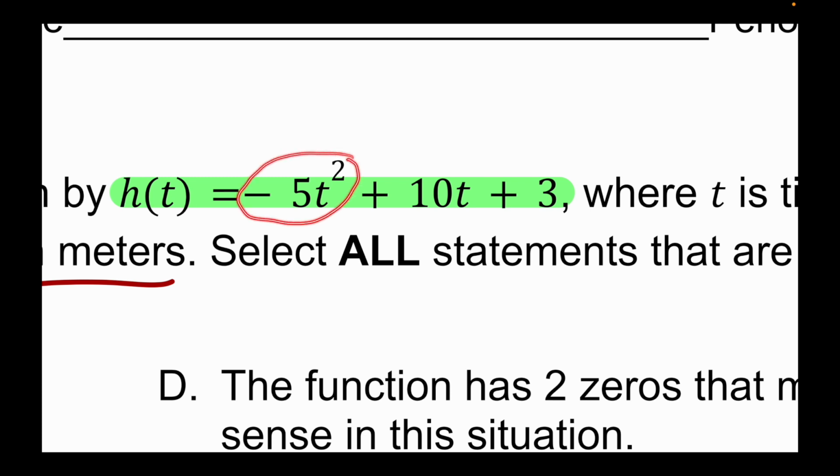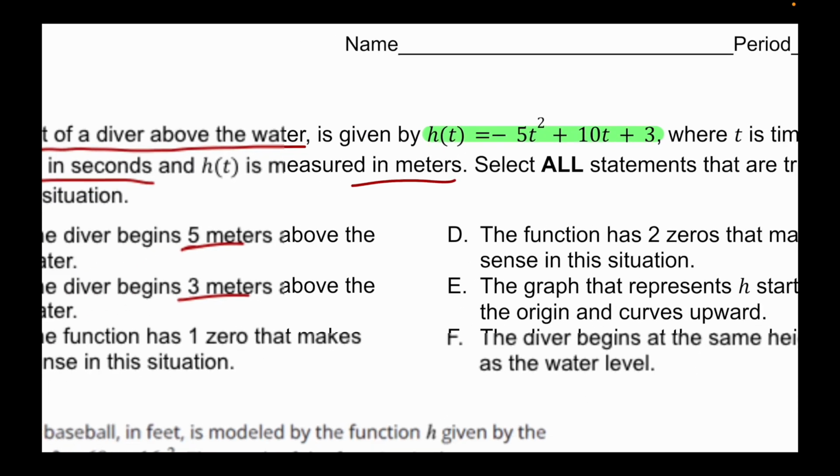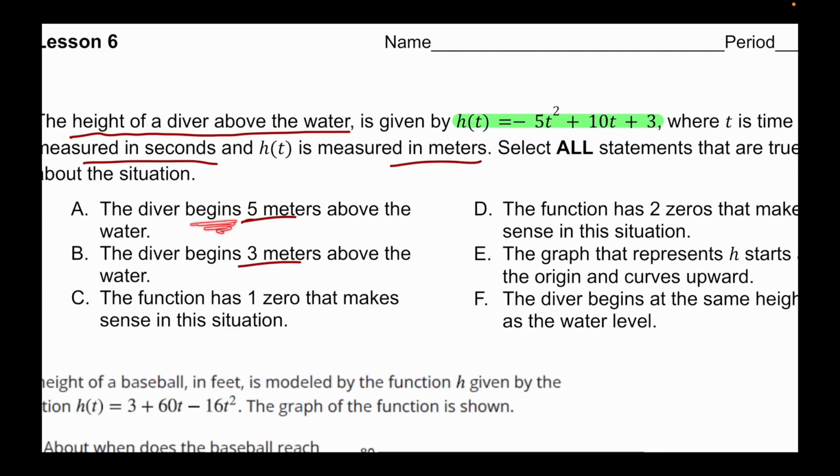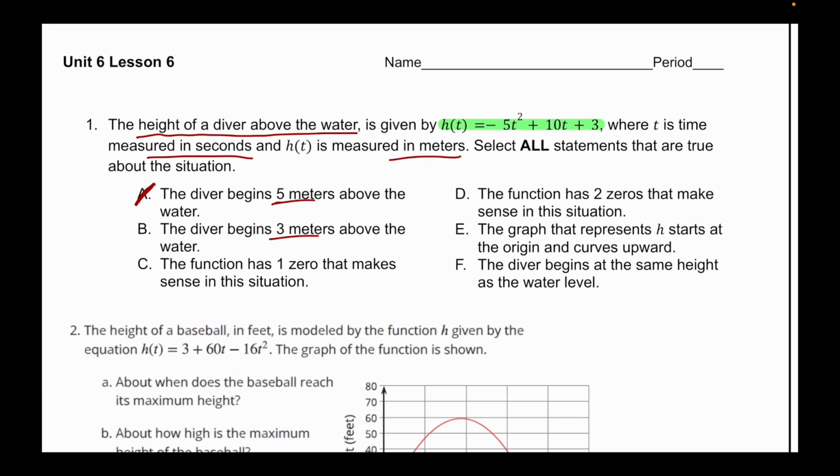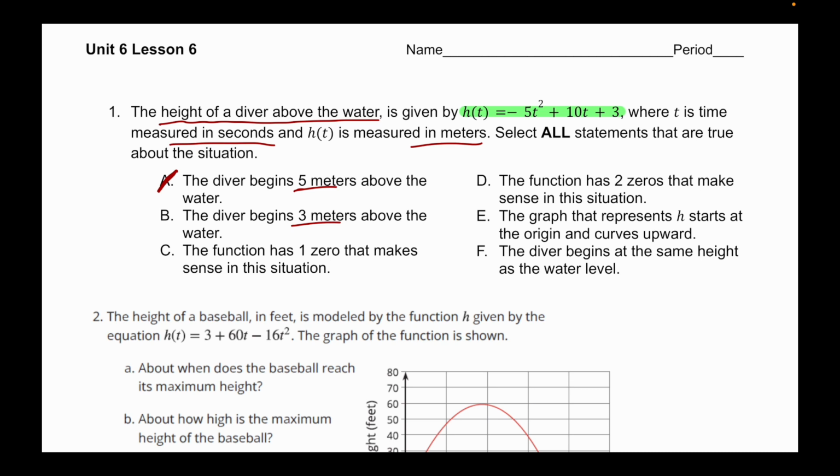The 5 is attached to our quadratic piece, and so this actually generally tells you how fast that object, and in this case a person, is falling towards the ground. The constant number, which just has no variable attached to it, is what's going to describe your beginning position. So in this case, they're saying the diver begins. So we're not going to begin 5 meters above the water. That describes how fast that diver is approaching the water. The diver is going to begin 3 meters above the water. Okay, so let's keep going through our options.